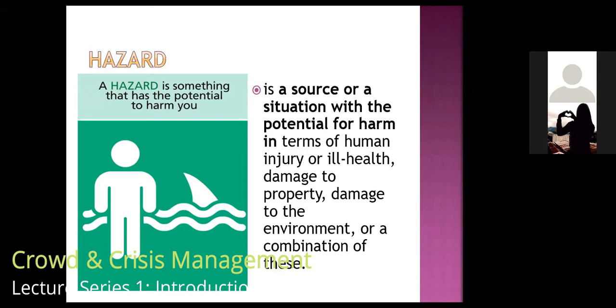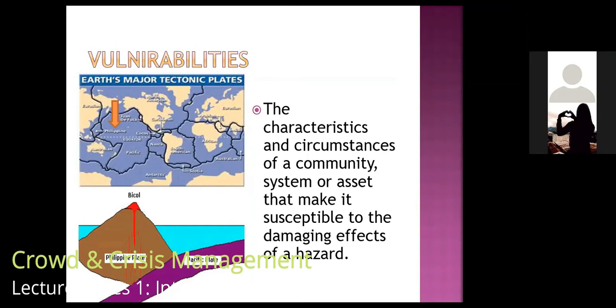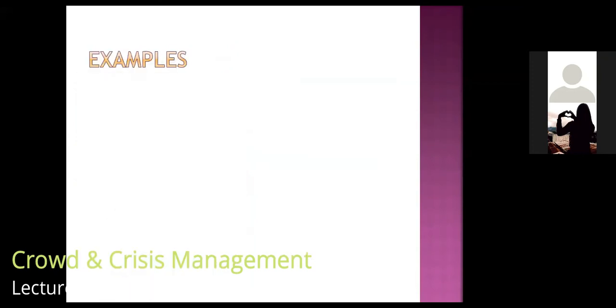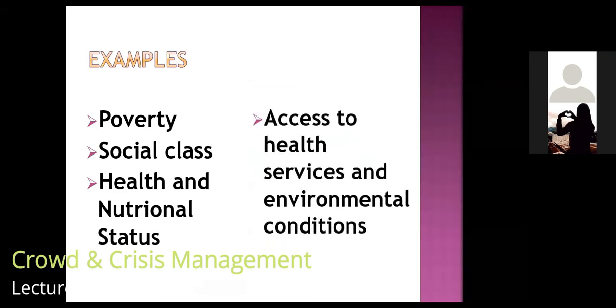Oftentimes, the hazard by itself might not be devastating. For example, a tropical cyclone that occurs in the middle of the ocean is purely a weather event and does not cause much damage. The next one is vulnerabilities: the characteristics and circumstances of a community, system, or asset that make it susceptible to the damaging effects of a hazard. Examples are poverty, social class, health and nutritional status, access to health services, and environmental conditions.